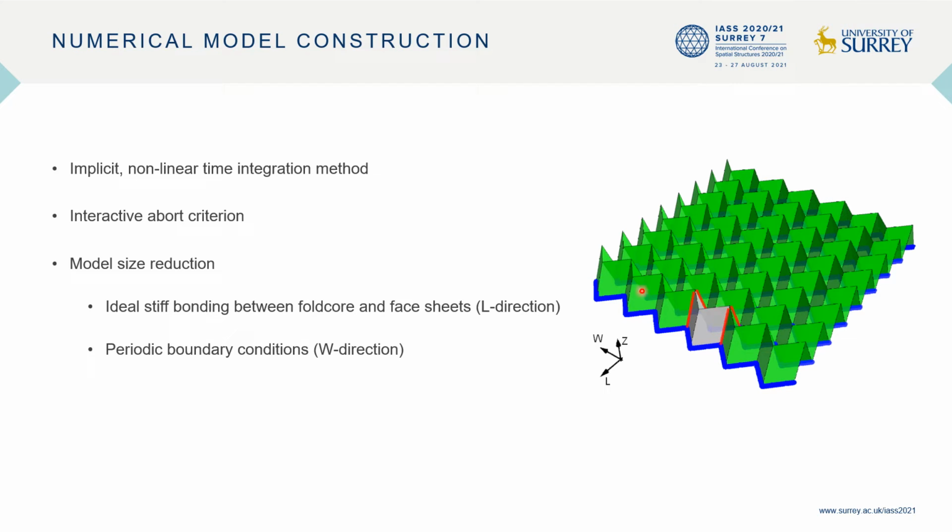In W direction, we apply periodic boundary conditions here on the red edges and are able to reduce the model to only one unit cell. So we can represent mechanical behavior under shear loading with only one unit cell, which reduces the DOFs of the model significantly and speeds up the simulation enormously.